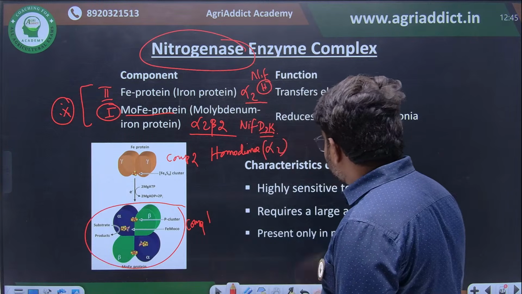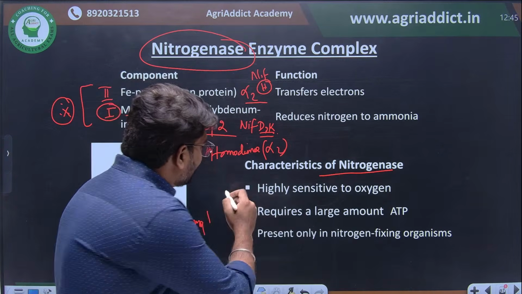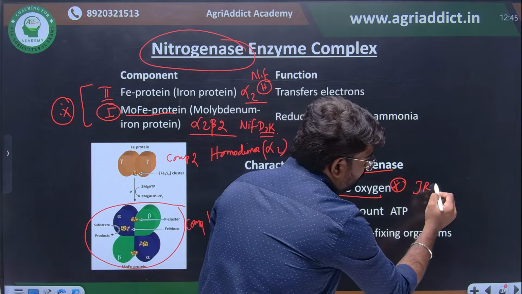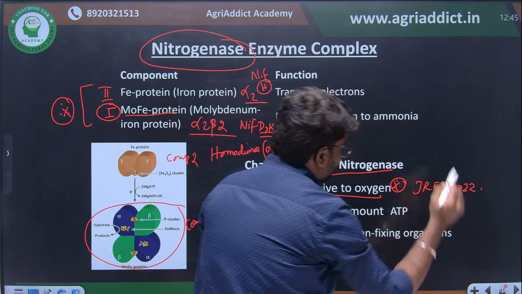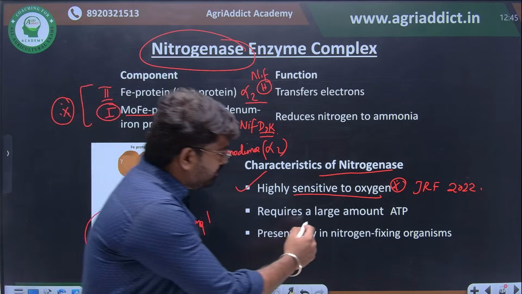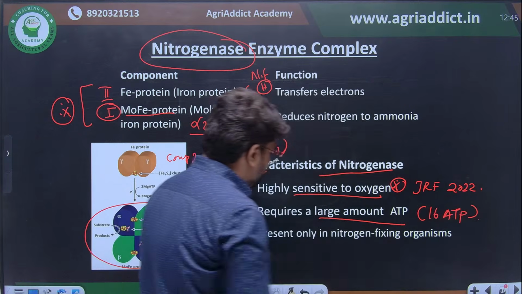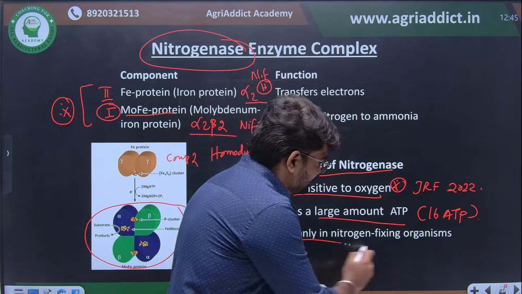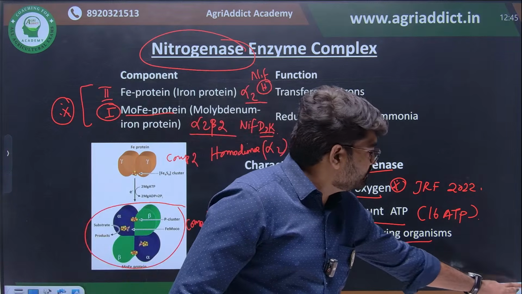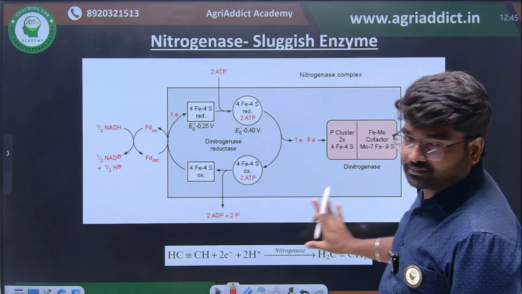Then if you see the major characteristics of nitrogenase, this enzyme is highly sensitive to oxygen. This is a JRF 2022 question, an assertion and reason they have asked. It is a highly oxygen sensitive enzyme. It requires a large amount of ATP, that is 16 ATPs are required. And most important, it will be present only in nitrogen fixing organisms. This is just a diagram for your understanding.